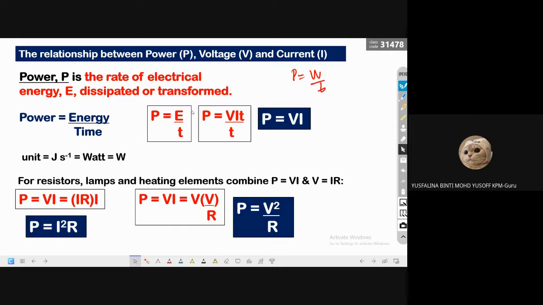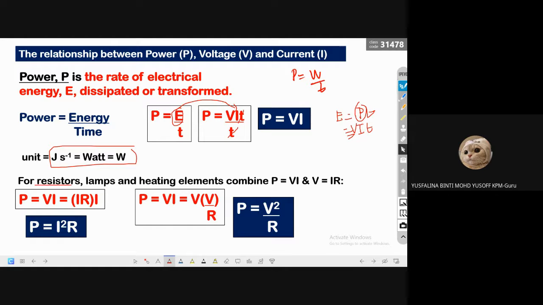We already know that E is equal to PT, and P is equal to VI, so E is equal to VIT. That's how they got VIT; just now we derived it. And this one is actually P is equal to VI, they just cut off the time. So what is the unit here? You can use joule per second, or you can use watt. That is the unit for power.